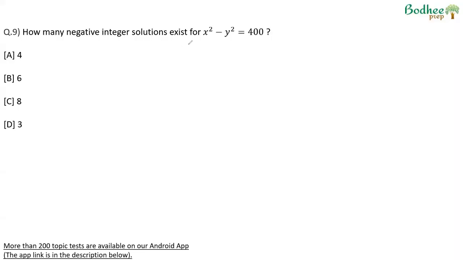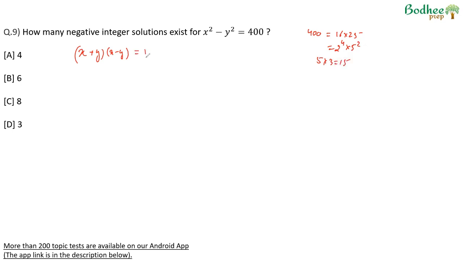How many negative integer solutions exist for x square minus y square is equal to 400? x square minus y square can be written as (x plus y) into (x minus y). Now if we look at 400, it is 16 into 25, which is 2 raised to power 4 into 5 square. So the number of factors here is 5 into 3, which is 15.